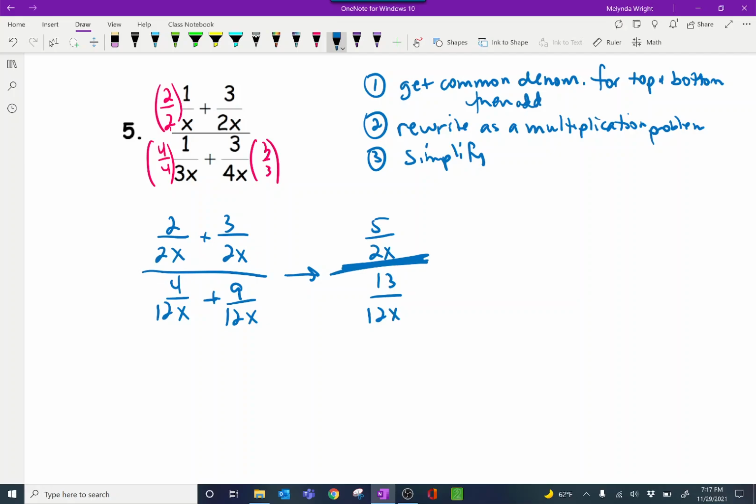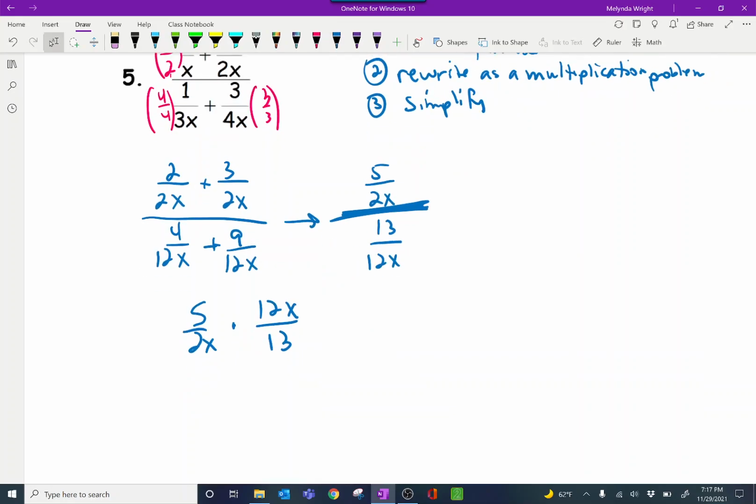So step 2, we're going to rewrite it as a multiplication problem. So I have 5 over 2x times, and I flip that one upside down, right? So it'd be 12x over 13. Okay, good. It's looking good. So now I'm looking for common factors to cancel out. I think you can see I've got this x over x. We know the same thing over itself is 1, so that's going to go away. That's gone, that's gone.